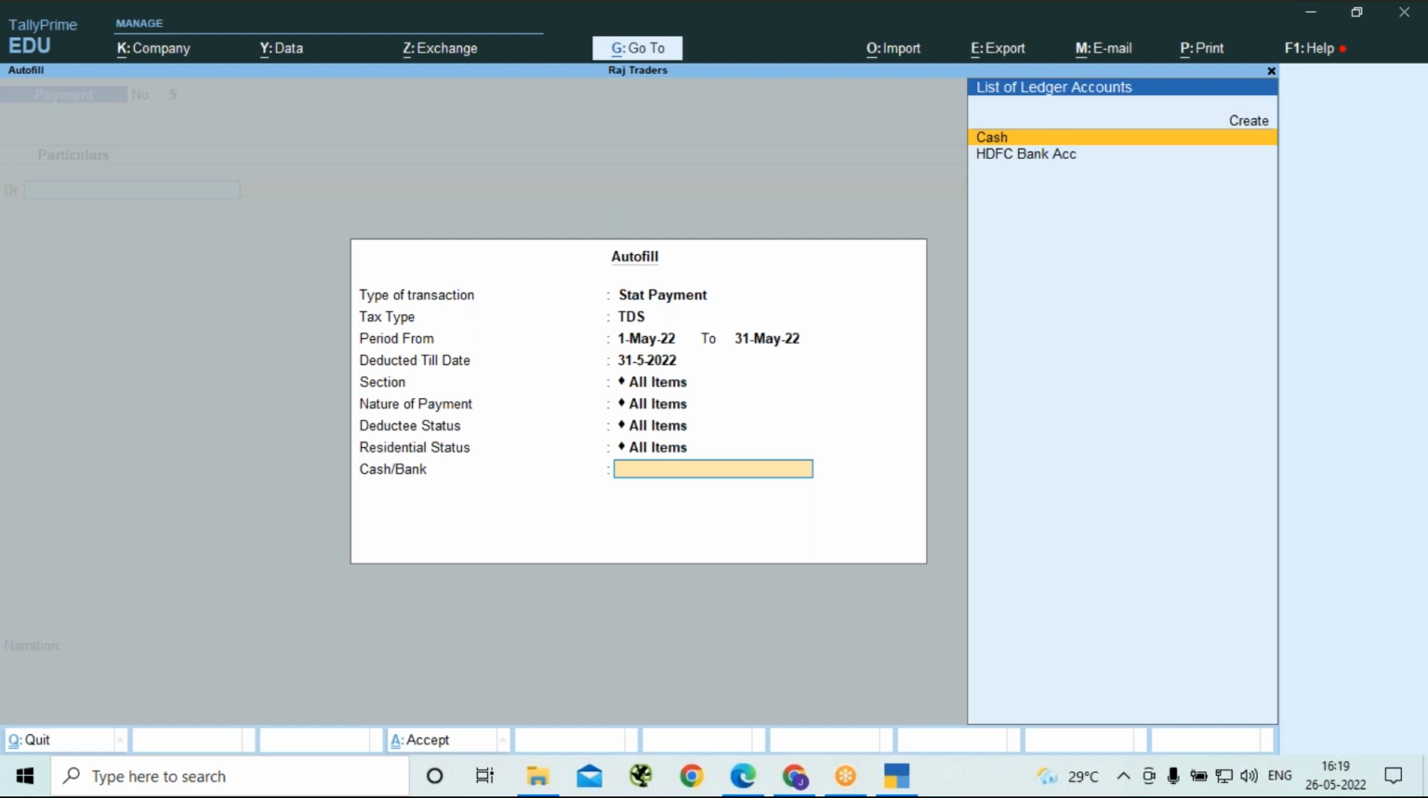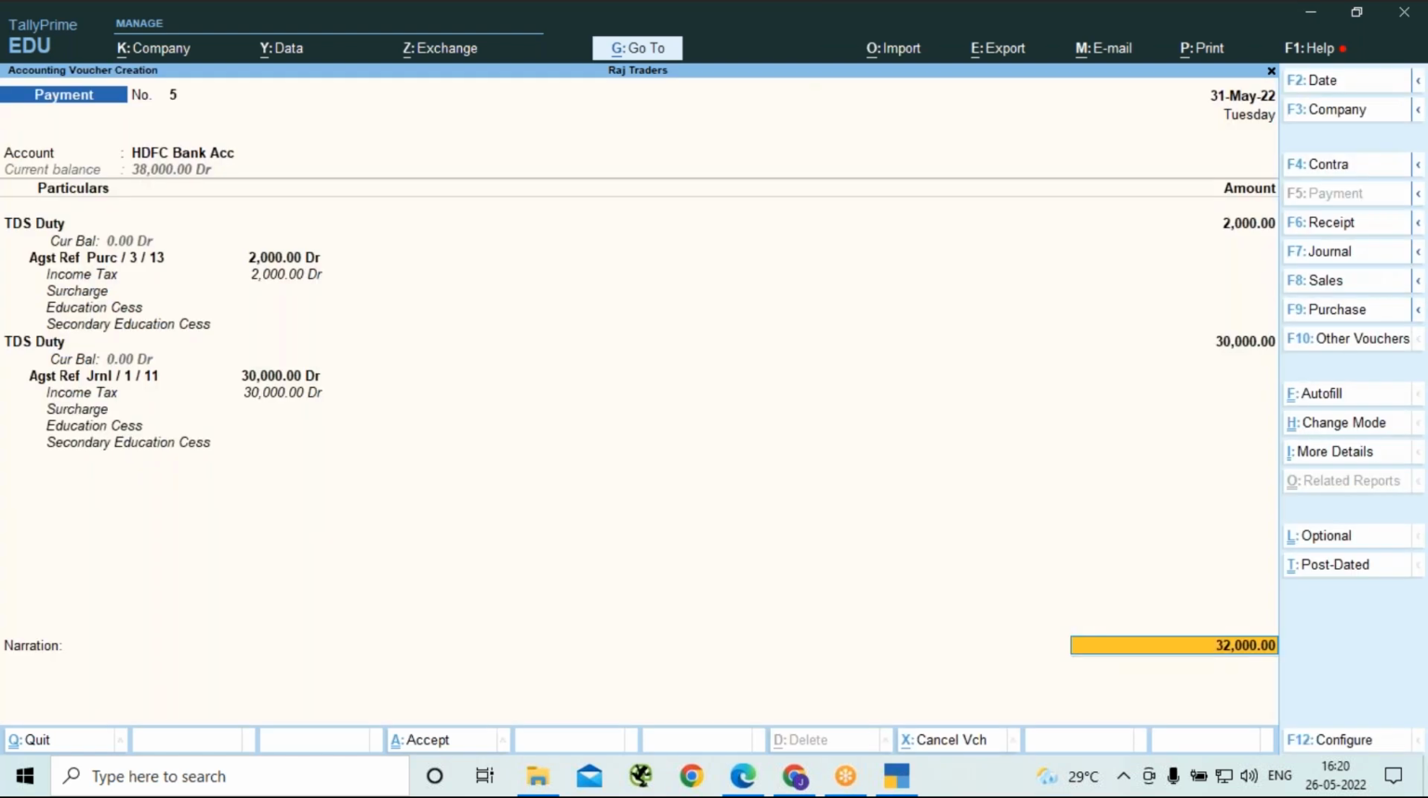Now, whether we are supposed to pay this tax amount through cash or through the bank. If you have a tax amount lesser than 2000 rupees, it is accepted over the counter in cash. But when it crosses 2000 rupees, and we are supposed to pay a tax amount up to 32,000, which is more than 2000, it is always suggested to make the payment through bank itself. So select the bank and accept.